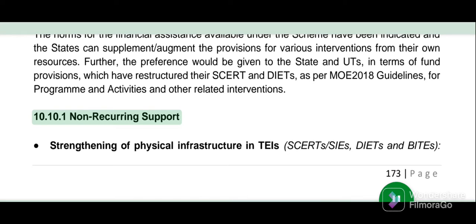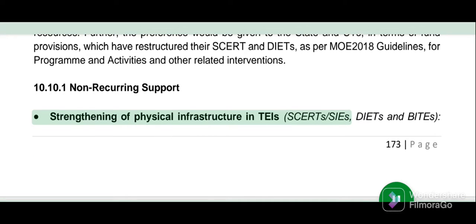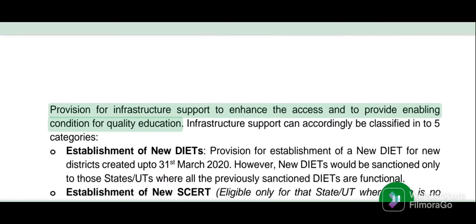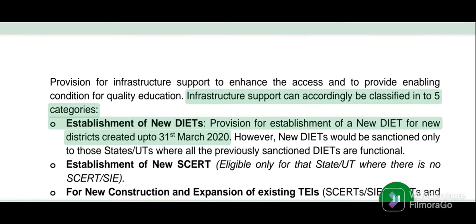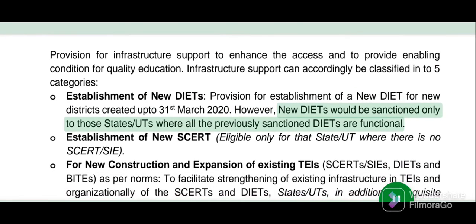10.10.1 Non-recurring support. Strengthening of physical infrastructure in TEIs, SCERTs, CTEs, DIETs and BITEs. Provision for infrastructure support to enhance access and to provide enabling conditions for quality education. Infrastructure support can accordingly be classified into 5 categories: one, establishment of new DIETs, provision for establishment of a new DIET for new districts created up to the 31st of March 2020. However, new DIETs would be sanctioned only to those states and UTs where all the previously sanctioned DIETs are functional.